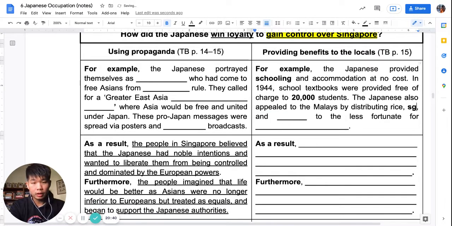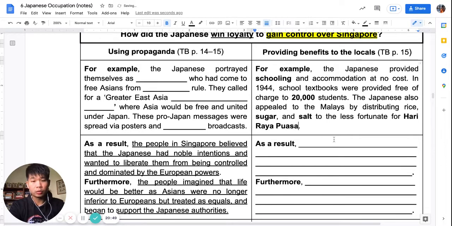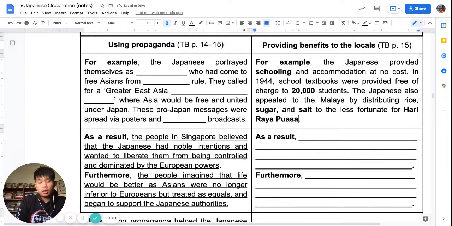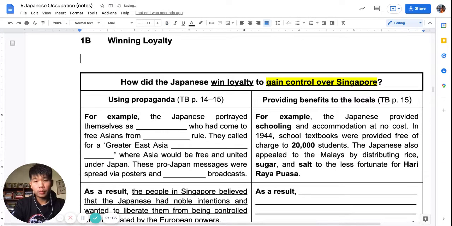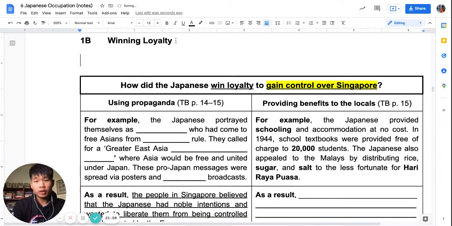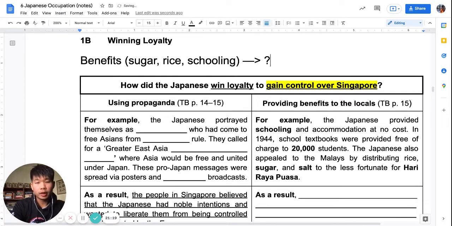But I believe finding these answers in the textbook would not have been too challenging. The real challenging part would have been this. Now you need to scratch your head. Having gotten these benefits, sugar, salt, rice for Hari Raya Puasa, or schooling and accommodation, how did this lead to Japanese control? So in your head or on your paper, no matter how you think about it, you should always have this sort of causal link. You should always be thinking like that.